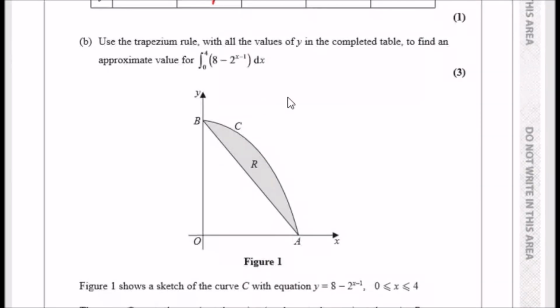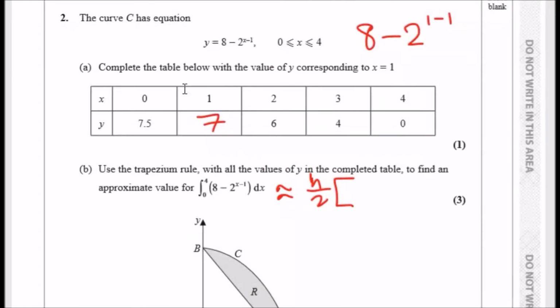So the trapezium rule is always going to be, firstly, we just say this is approximately equal to h over 2 times the last two terms, which is 7.5 and 0. So it's always the last two terms, plus 2 times every other term in the middle, which is 7 plus 6 plus 4.